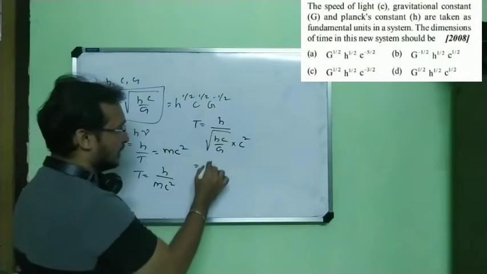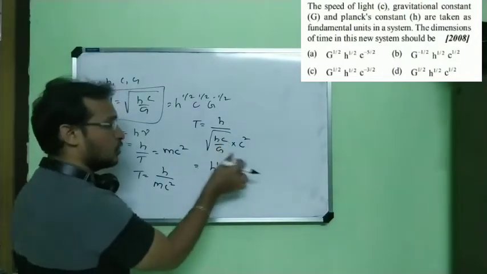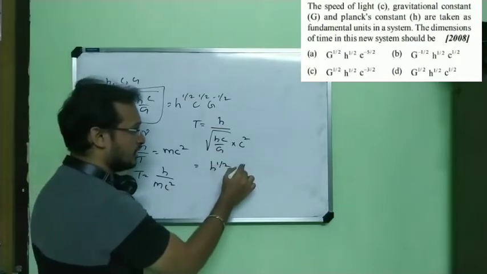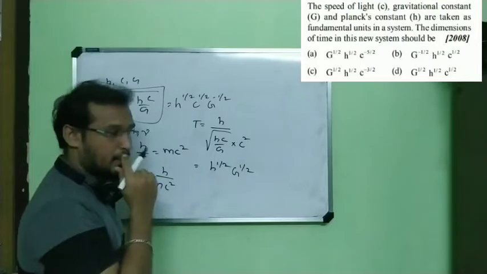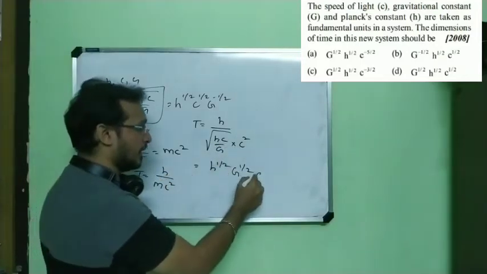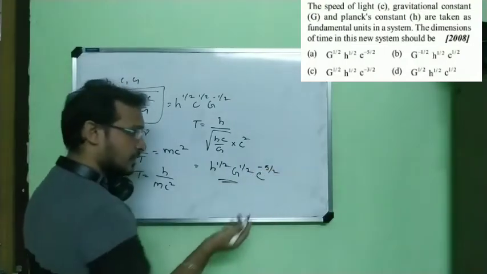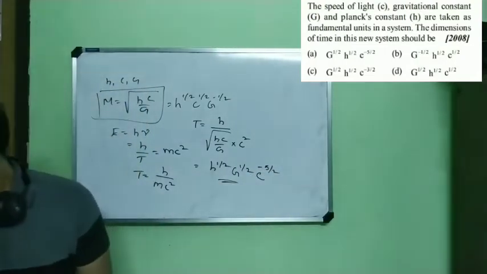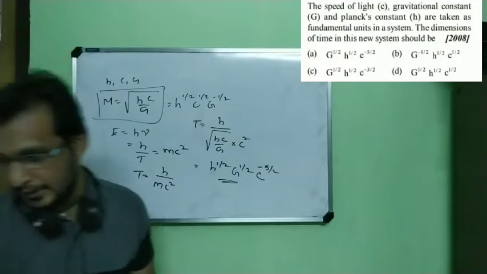So h by root h gives h raised to 1/2. This root G goes to the numerator, G raised to 1/2. What is root c into c squared? c raised to 5/2. Root c into c squared is c raised to 5/2. It goes to the denominator, so c raised to minus 5/2. That's it. Option A is correct. Is it option A? Yes, it is option A.